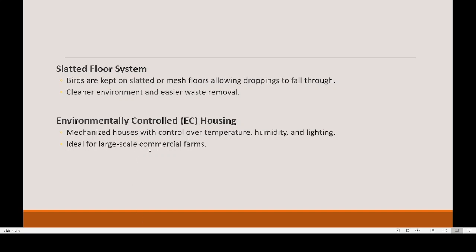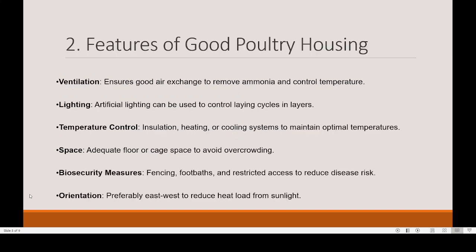Environmentally controlled housing: mechanized houses with control over temperature, humidity and lighting. This practice is mainly used for commercial farms. Earlier here also we have seen these are all commercial farms. So in a battery cage system or in an environmentally controlled housing, we will be growing thousands of chicken, and that is the practice that we are seeing here.